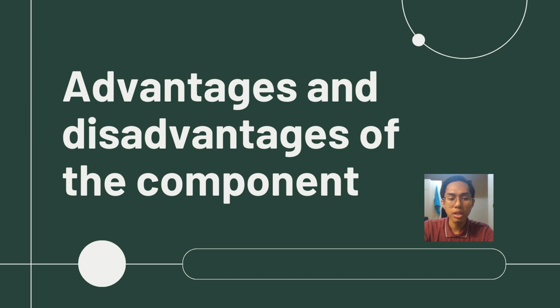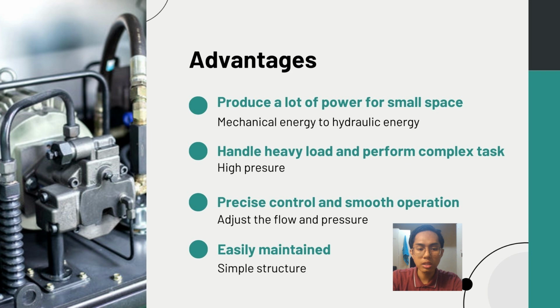Here are the advantages and disadvantages of using the hydraulic pump. So let's look at the advantages first. Firstly, hydraulic pumps can produce a lot of power in a small space, as they use the pressure of the fluid to generate force. Hydraulic pumps can operate at high pressure, which allows them to handle heavy loads and perform complex tasks. Hydraulic pumps can provide precise control and smooth operation, as they can adjust the flow and pressure of the fluid according to the demand.